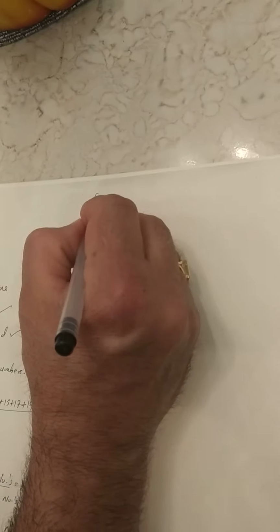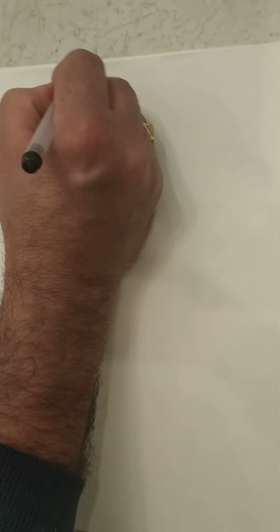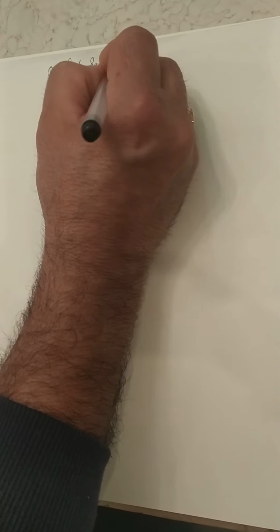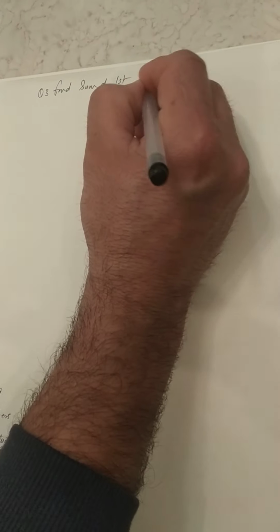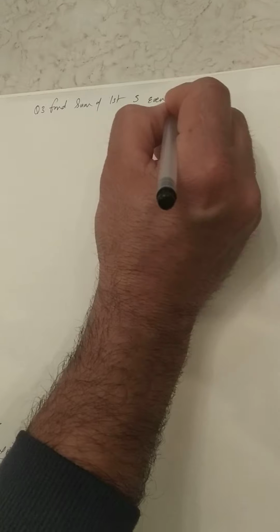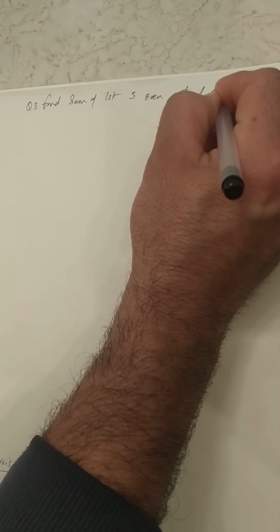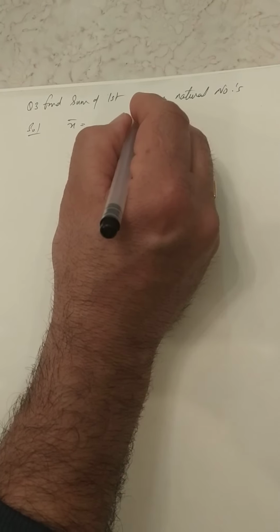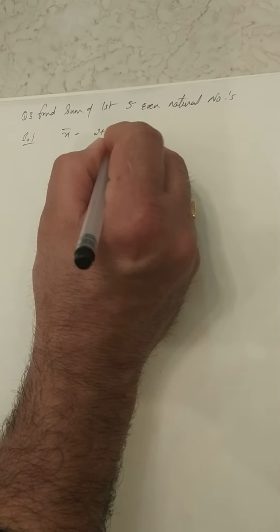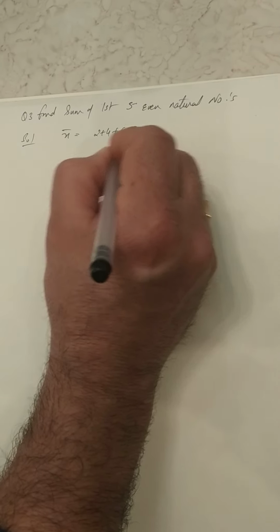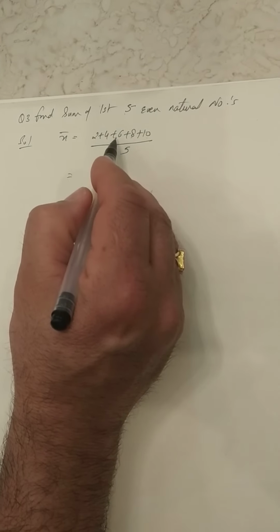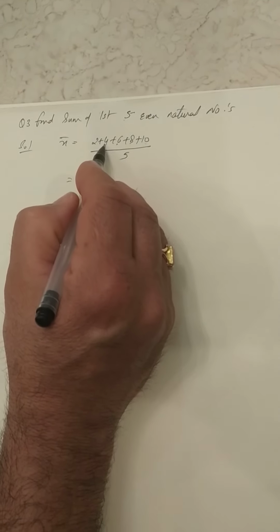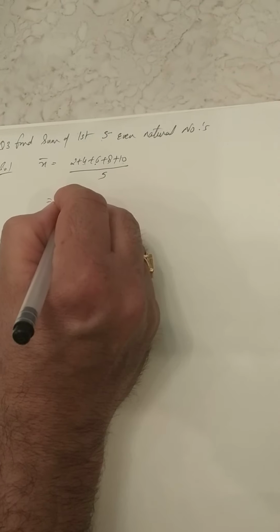Similarly, we will be taking more questions on this. Suppose we write a question: find the mean of the first 5 even natural numbers. The answer is very simple. What is x bar equal to? The first 5 even numbers are 2, 4, 6, 8 and 10, divided by how many numbers we have? 5. So that comes out to be 18 and 6, 24, 24 and 4, 28 and 2, it is 30 divided by 5. Therefore the mean comes out to be 6.